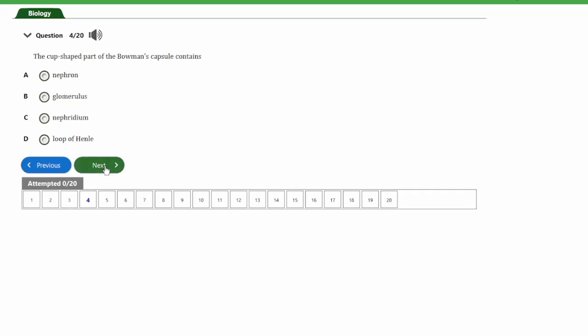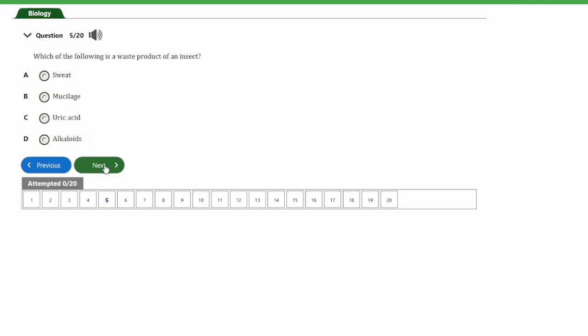So let's look at the next question, guys, and that's question number 4. The question says, the cup-shaped part of the Bowman's capsule contains A. Nephron, B. Glomerulus, C. Nephridium, D. Loop of Henle. So guys, the answer to this question is the glomerulus. The glomerulus is actually the tuft of capillaries found in the Bowman's capsule. So it is this glomerulus that helps to filter blood in the Bowman's capsule. So the answer to this question is the glomerulus, and that's option B.